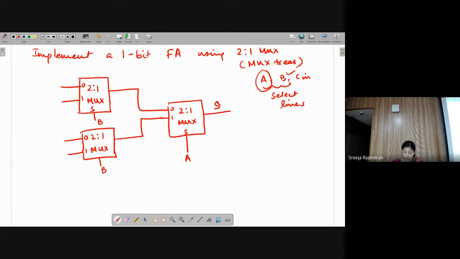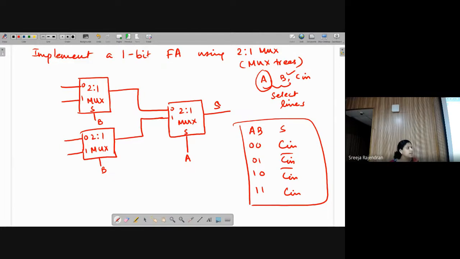Okay, now what should be the inputs? Suppose my cases are AB equal to 0 0. I had C in. Let's say AB is equal to 0 0, my sum was C in. 0 1, my sum was C in bar, 1 0 was C in bar, and 1 1 was C in. Okay, this I have with me. Now this should generate the sum similar to that, right?